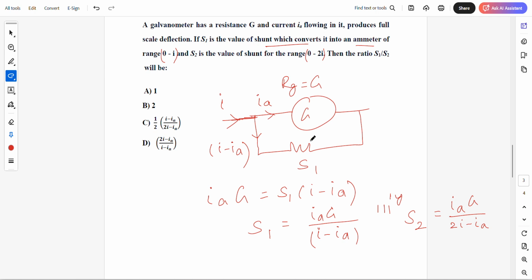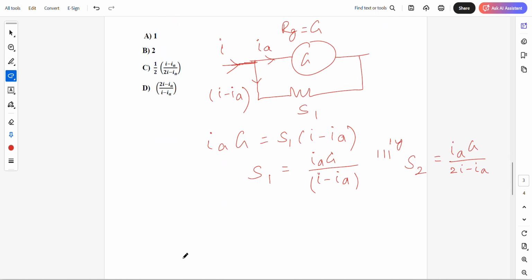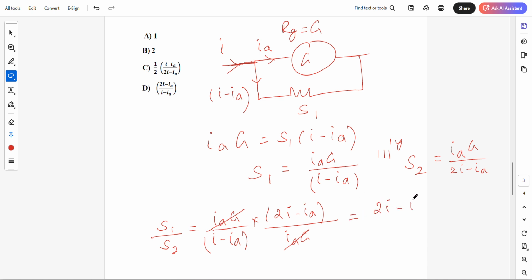Therefore, now what they are asking is the ratio S1 by S2. We have to calculate S1 by S2, that is given by IA into G divided by I minus IA, multiplied by the reciprocal, so the numerator becomes 2I minus IA, divided by IA into G. These two cancel. Therefore, 2I minus IA divided by I minus IA.